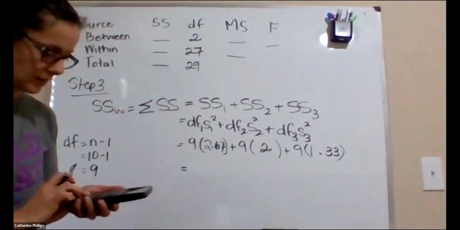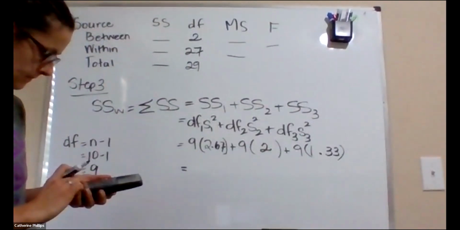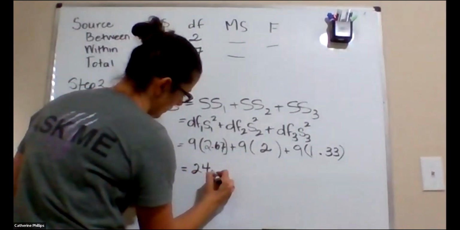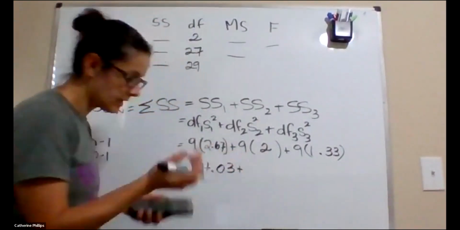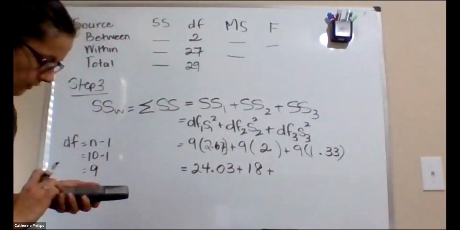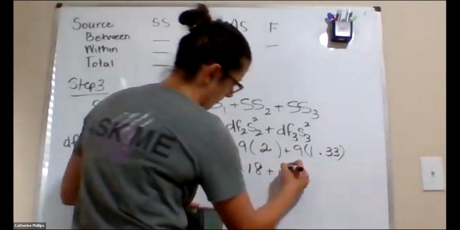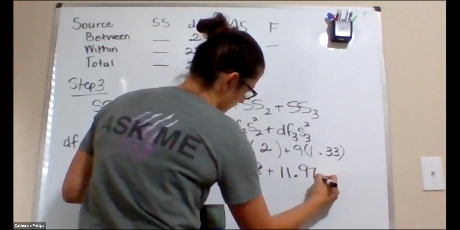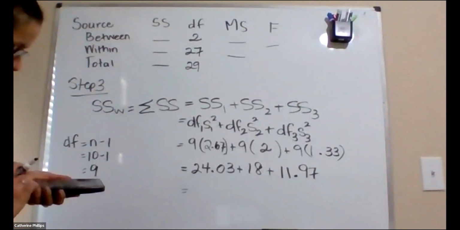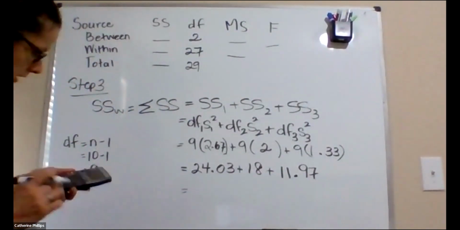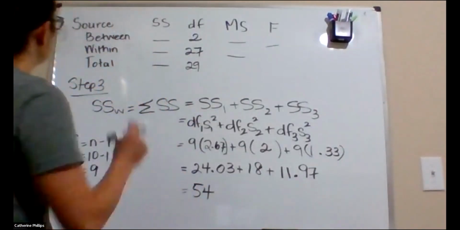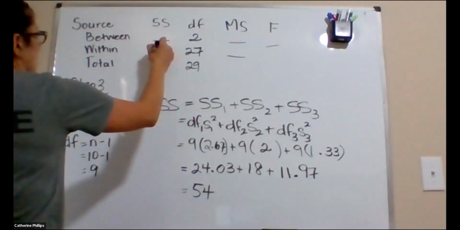So sum of squares within: 9 times 2.67 is 24.03. 9 times 2 is 18. And 9 times 1.33 is 11.97. So 11.97 plus 18 plus 24.03 is 54. So that's my sum of squares within.